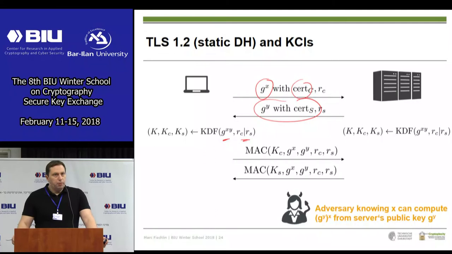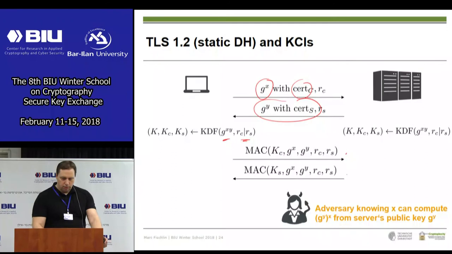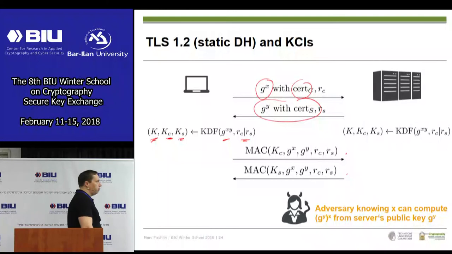Such cases have been reported actually on TLS 1.2 or one sub-protocol with static keys. So they didn't really corrupt. It's not like they corrupted the client and got the secret key. But what they did is they forced clients basically to use a certain certified key. And this was static Diffie-Hellman, so they knew the value x in the key.